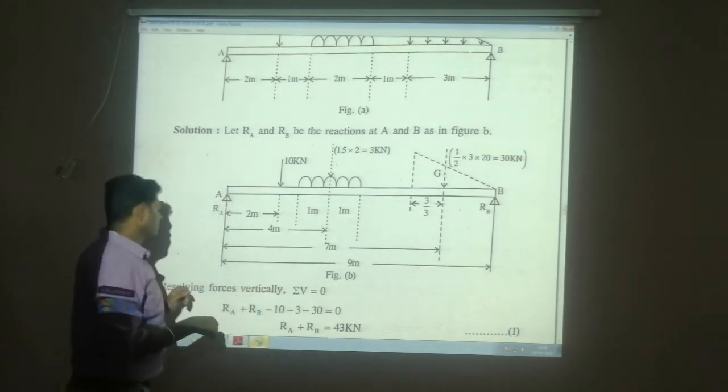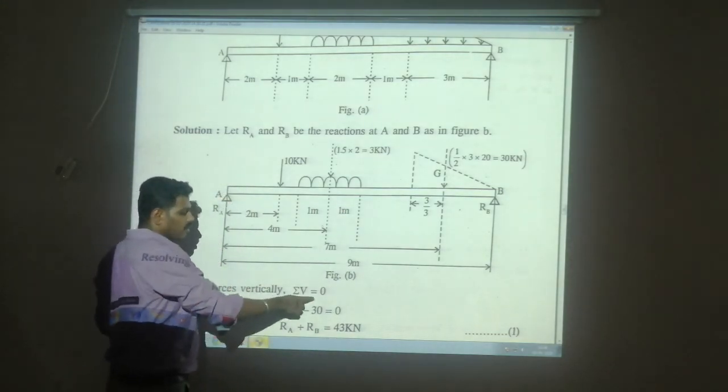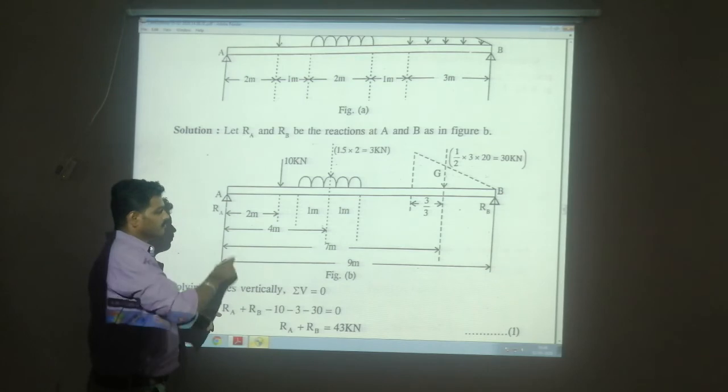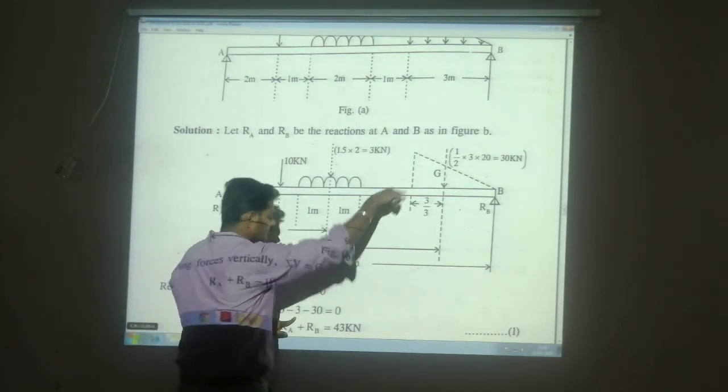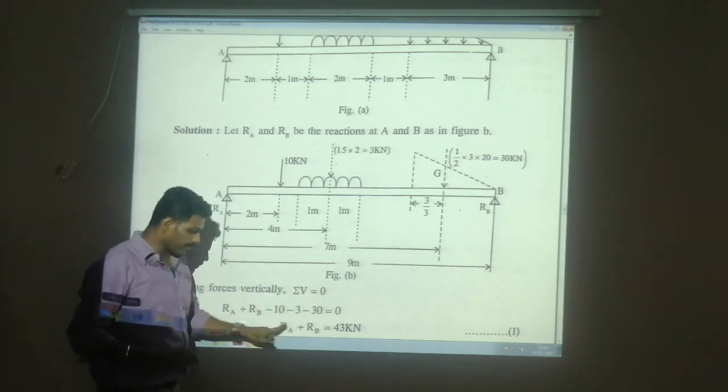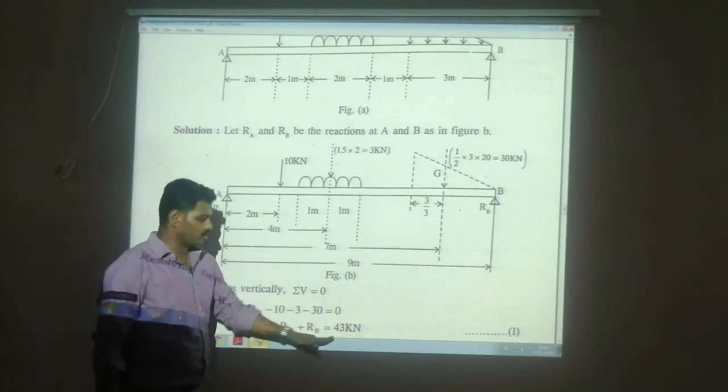So now, resolving forces vertically, sigma V is equal to 0, RA positive, RB positive, then minus 10, minus 3, then minus 30 is equal to 0. Then RA plus RB is equal to 43 kilonewton.